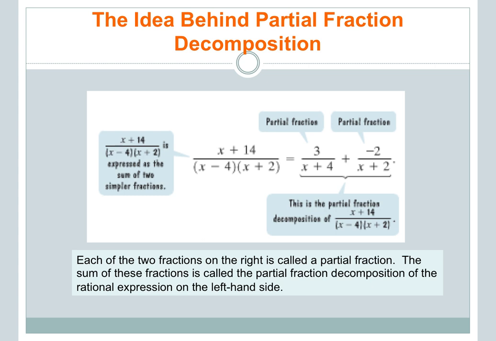If I had the right side of this equation, if I gave you 3 over x plus 4 plus negative 2 over x plus 1, and it said simplify, then hopefully you would know I have to find a least common denominator. I would change them so they both have that denominator, and then I would combine them together. And my answer would be what's on the left. That's regular adding, subtracting fractions. We are going the other direction.